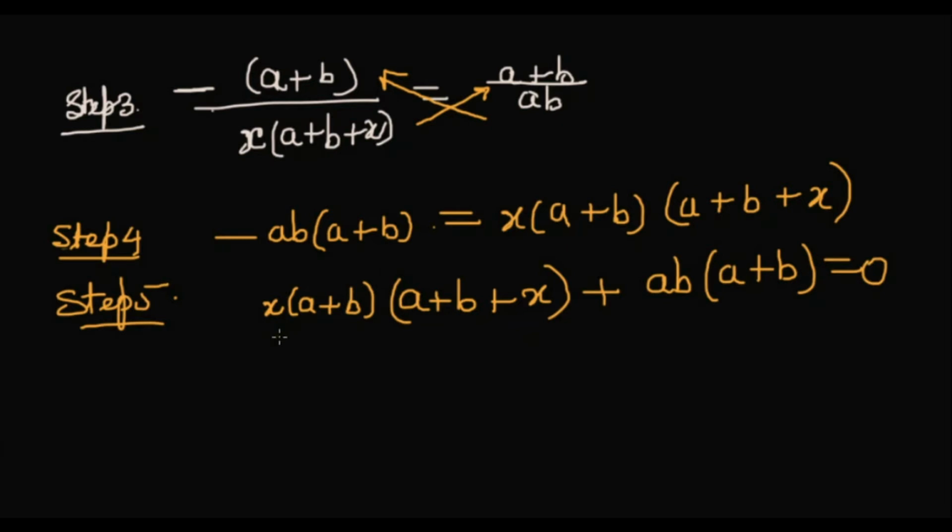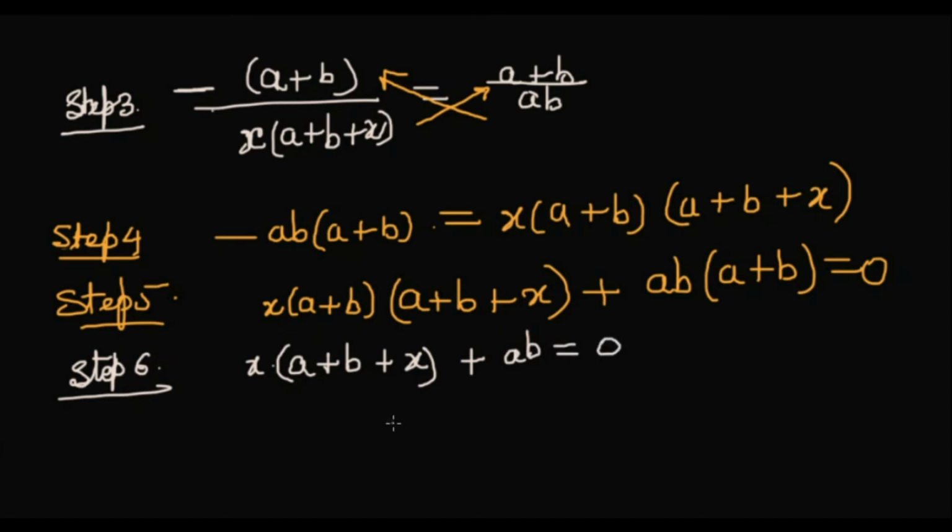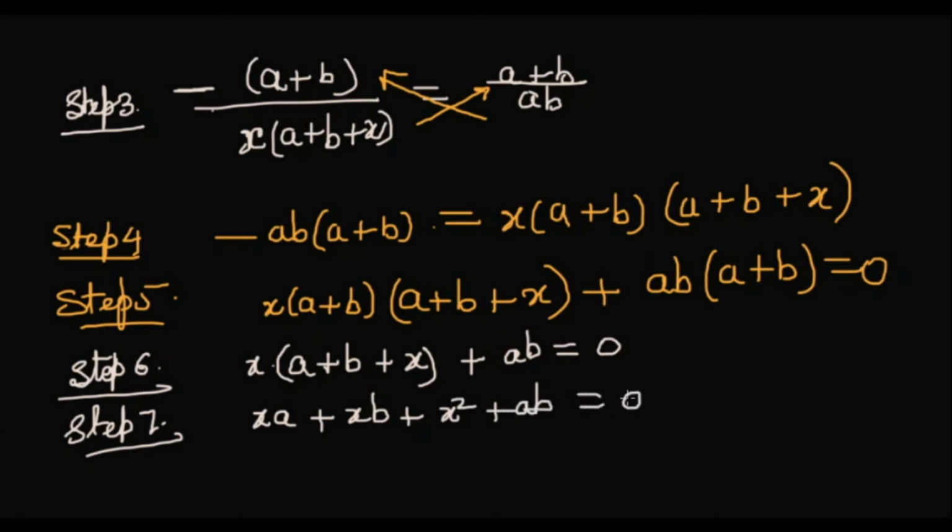And now from this equation you have to take A plus B common, and after taking common, what is left is A plus B plus X multiplied by X plus AB equals 0. Now when you start solving step number 7, you would find that you have to use the grouping method. You would find the equation to be this. This should be the equation.